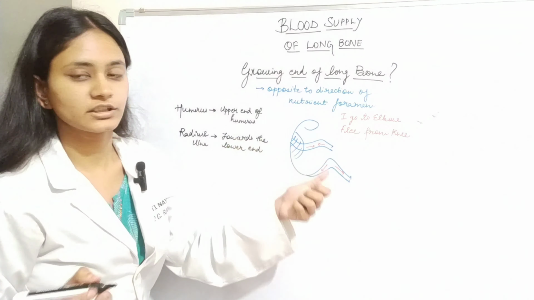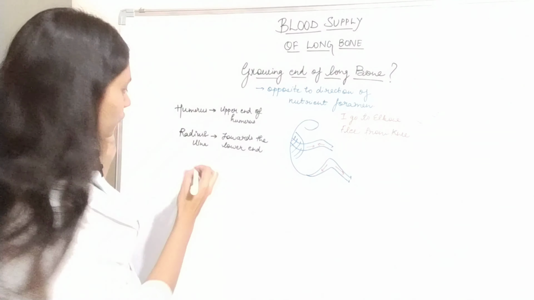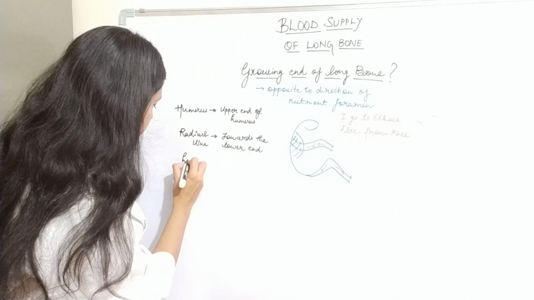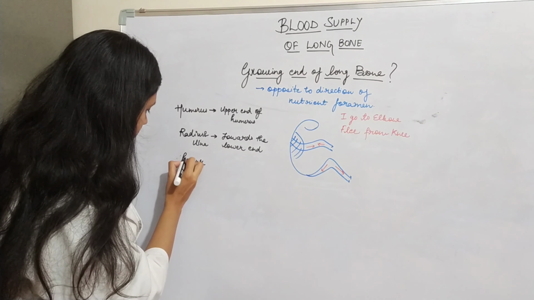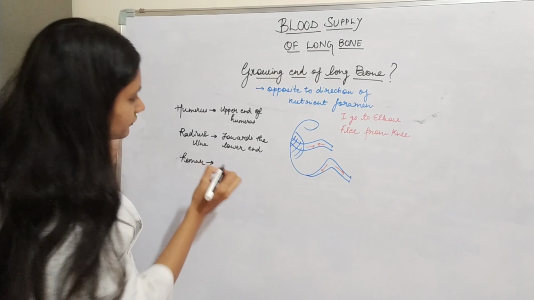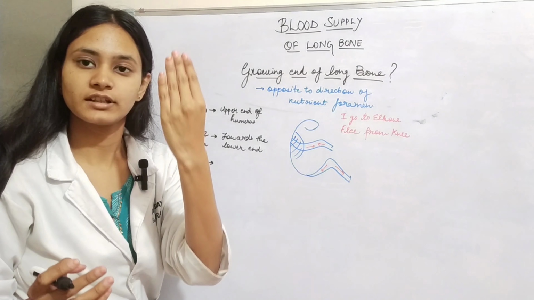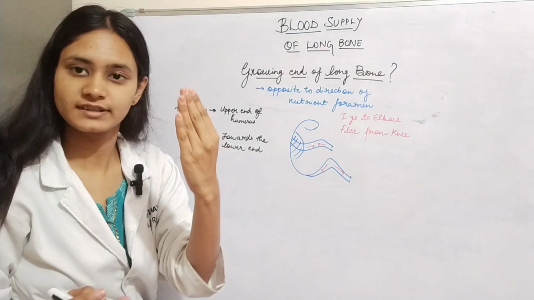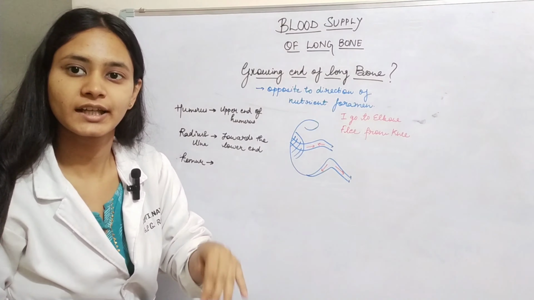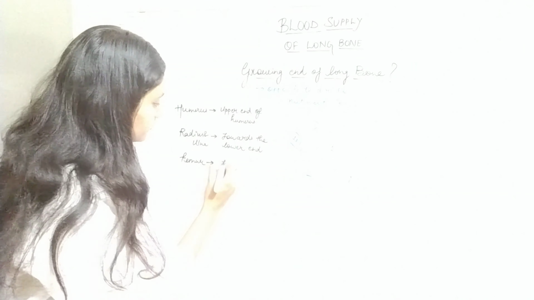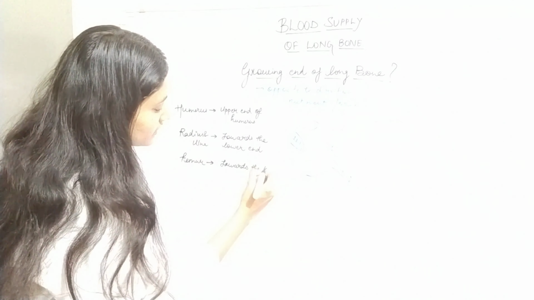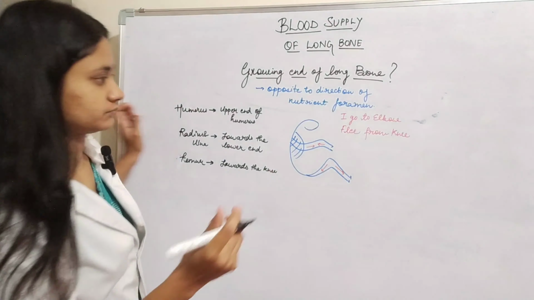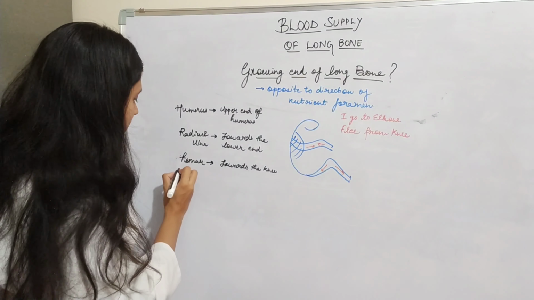Now let us take another long bone, that is your femur, the longest bone. So in femur, what is the direction of nutrient foramen? Towards the hip bone. So it would be away from the hip bone. That is towards your knee. You can write towards the knee. Growing end of long bone will be towards the knee joint, whatever, towards the knee.